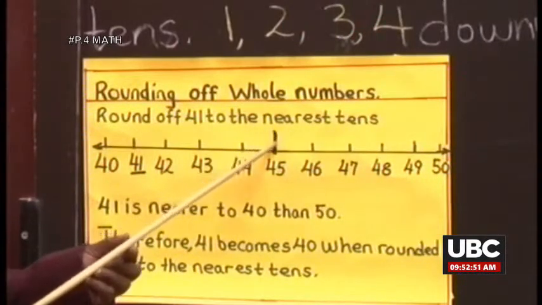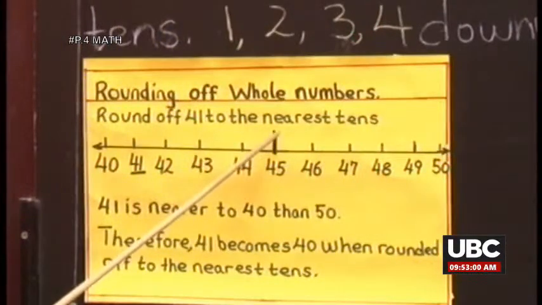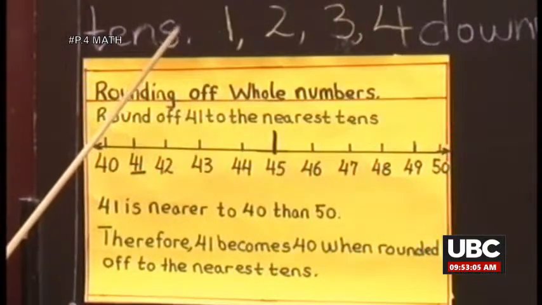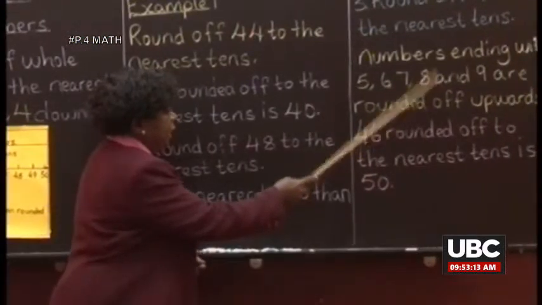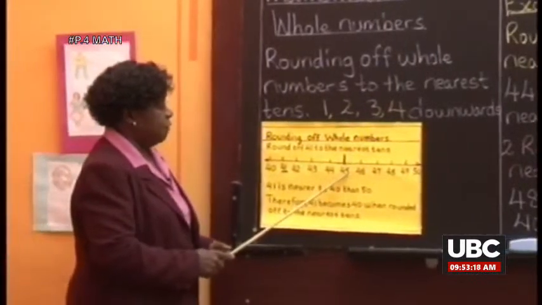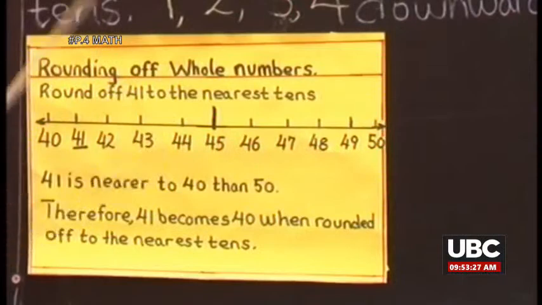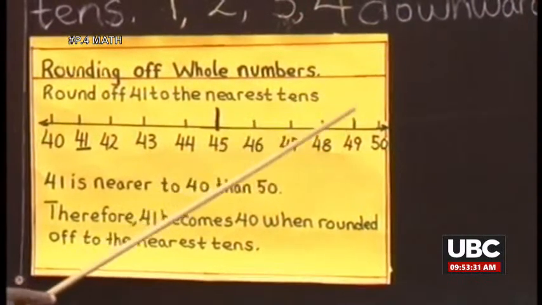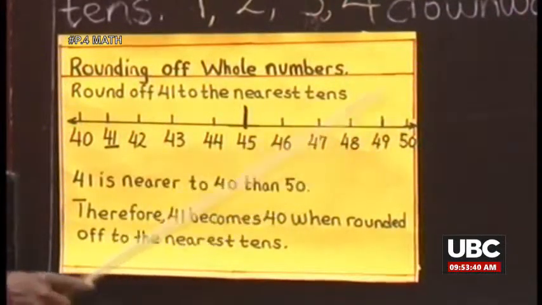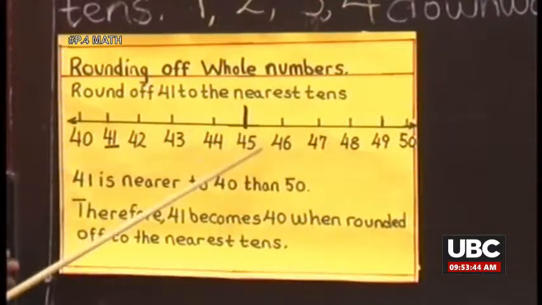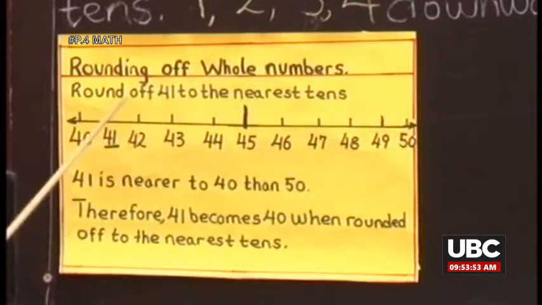And we said a number that appears in the middle of the number line, as you round off upwards. The rule says you round off upwards. Numbers ending with 5, 6, 7, 8, and 9, all these ones, you round them off upwards. So if you are taught to round off a number like 47 to the nearest tens, the answer is 50, because 46 is nearer to 50 than 40. If you look at the steps from 40 to 46, they are more than the steps from 46 to 50. Therefore, 46 is nearer to 50 than 40.